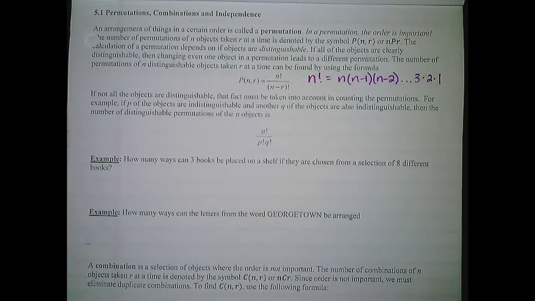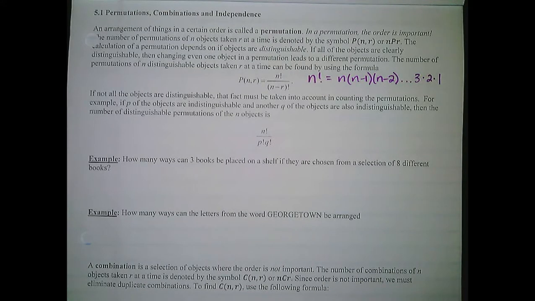So in this first example, they want to know how many ways can we place 3 books on a shelf if they are chosen from a selection of 8 different books. So we have 8 different books, 8 distinguishable books, and we're going to select any 3 of those 8 books to place on a shelf. Now, since we're looking at the way that they can be arranged, we could have the same 3 books arranged in different ways, and those would count as different arrangements. So the order that we place the 3 books that we select on the shelf matters. That means that we are looking at a permutation.